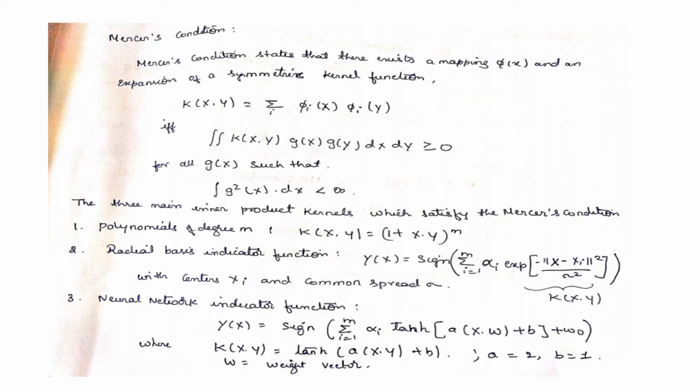Then the second approximation function is the radial basis indicator function. In that, the indicator function y of x equals the sign of the summation i equal to 1 to m of alpha i times exponential of minus the absolute value of x minus xi the whole square divided by sigma square, where the exponential of x minus xi the whole square by sigma square is nothing but the kernel function k of x comma y. With the center, if we use this as a function, the center of this function will be xi, and it can spread with a spread value of sigma.